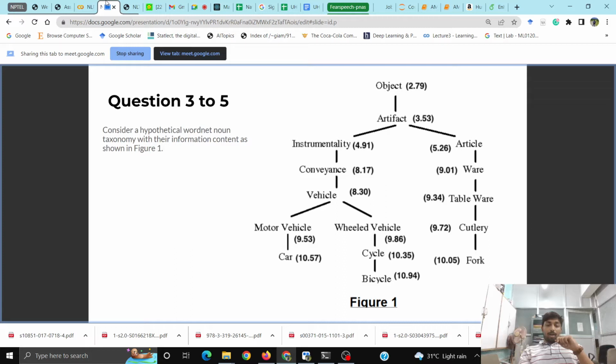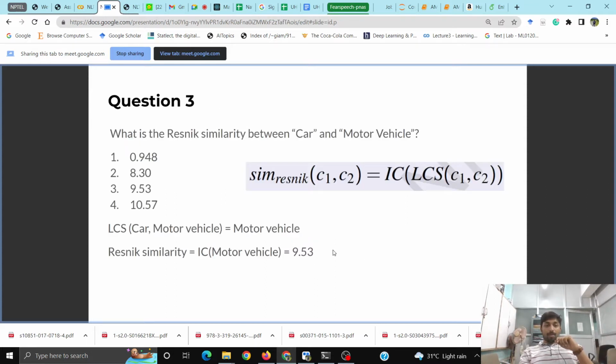So then we are given a hypothetical WordNet noun taxonomy with the information content. Each of these brackets is the information content that we will use later in the questions. So let us see the question first. Now the question is, what is the Resnik similarity between car and motor vehicle?